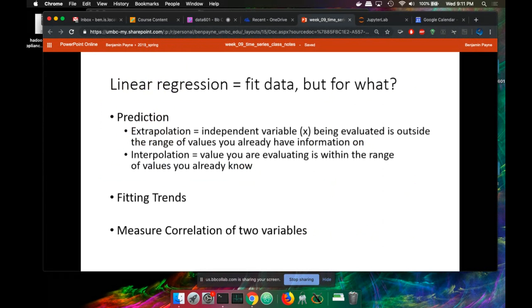All right, so as I said, linear regression gets you all over the place. A couple of different places are prediction, fitting trends, which is the one I care about, and measuring correlation. Those are standard use cases. And the part that I find interesting is that there's both prediction within a bounded range, and then taking that prediction and extrapolating it out to a range you haven't seen before. Those are two separate categories of prediction.